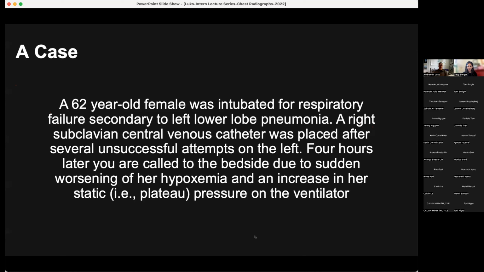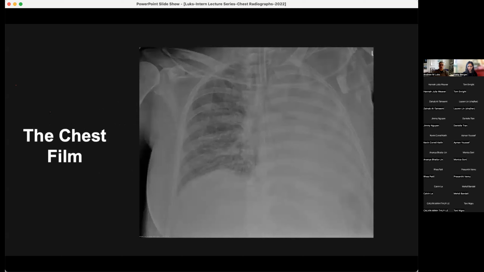So our next case is a 62-year-old female who's intubated for respiratory failure due to a left lower lobe pneumonia. She had a right subclavian central venous catheter placed after several unsuccessful attempts in the left internal jugular and subclavian positions. Four hours later, you're called to the bedside due to the sudden worsening of her hypoxemia and an increase in the static, otherwise known as the plateau pressure on the ventilator. Here's her chest radiograph. I'll let you look at that for a second.